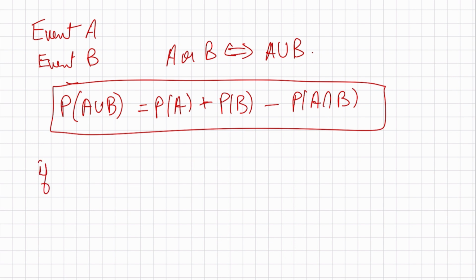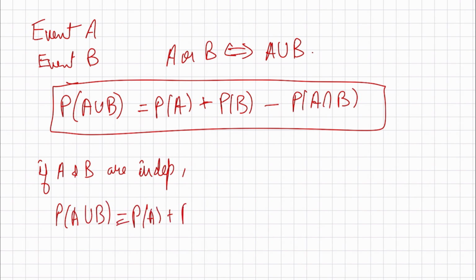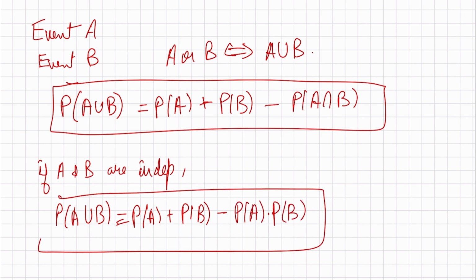Okay, so if A and B are independent, then this formula would become: the probability of A or B happening is equal to the probability of A plus the probability of B minus the probability of A intersection B. That's going to become equal to the probability of A times the probability of B, right? And how did I come up with that?